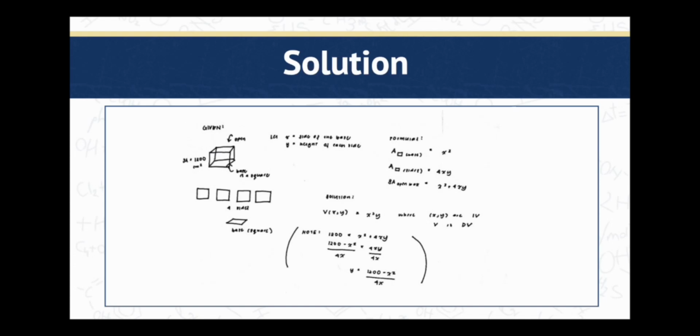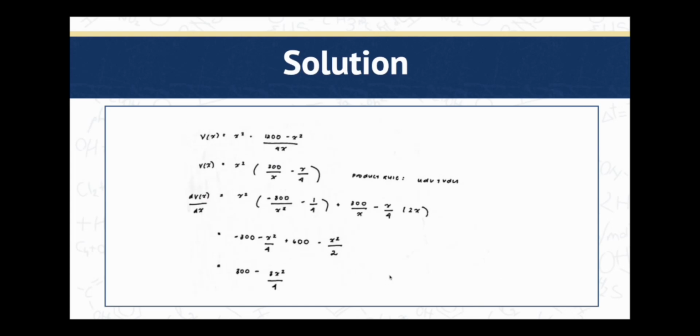So isolating y on one side will give us y equal to 1,200 minus x squared all over 4x. And now we will substitute that into our volume formula, which will give us V of x equal to x squared multiplied by 1,200 minus x squared all over 4x. And we can further simplify this by dividing both terms by 4x.